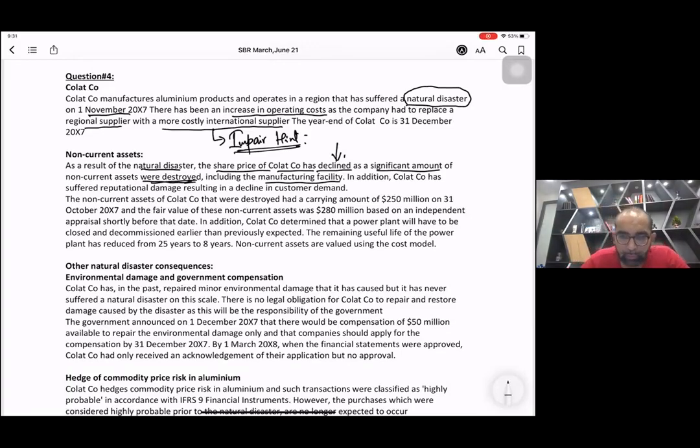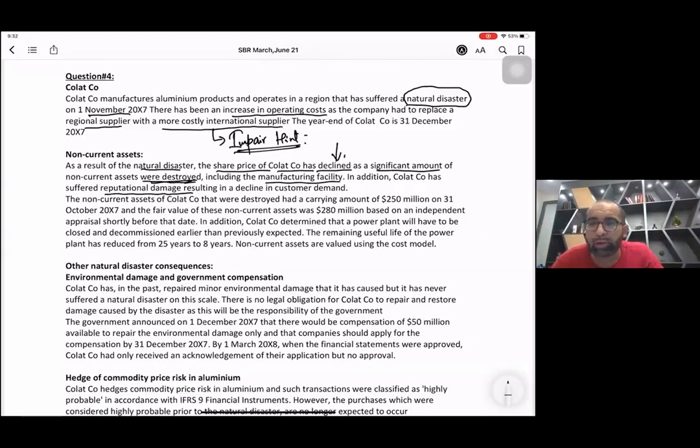Now, in addition, Collat company has suffered reputational damage. Yes, this is an impairment hint. Now we know goodwill damage. Nowadays when we hear that an entity is involved in this type of thing, like low quality food, people create rumors on Facebook and social media. Sometimes your sales go down because of these rumors. This is proper reputational damage. And when your sales go down, this is an impairment hint.